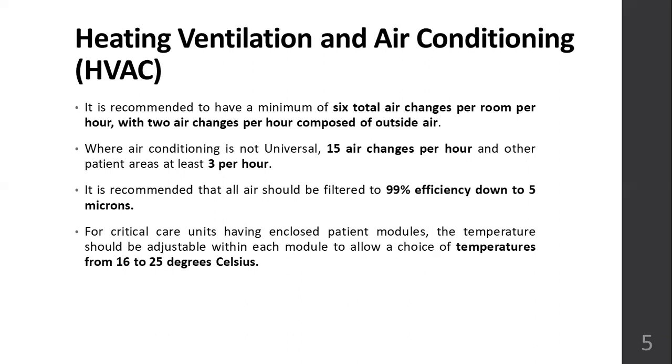It is recommended that all air should be filtered to 99% efficiency, down to 5 microns. Why 5 microns? Because the majority of bacteria and viruses are around 5 microns in size, more or less. There are very few bacteria and viruses that are tinier than 5 microns. So if an air conditioning or filtration system is able to filter the air down to 5 microns, it is more than enough. In critical care units, you will have enclosed patient modules.